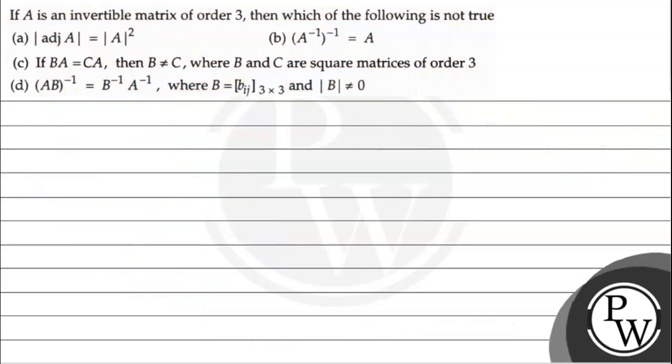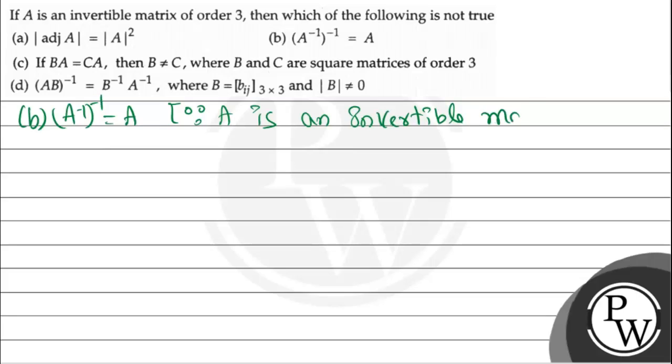Now moving forward, next we have option B, that is A inverse whole inverse is equal to A. Since A is an invertible matrix, we can directly say that A inverse whole inverse will be equal to A. So option B is also correct.